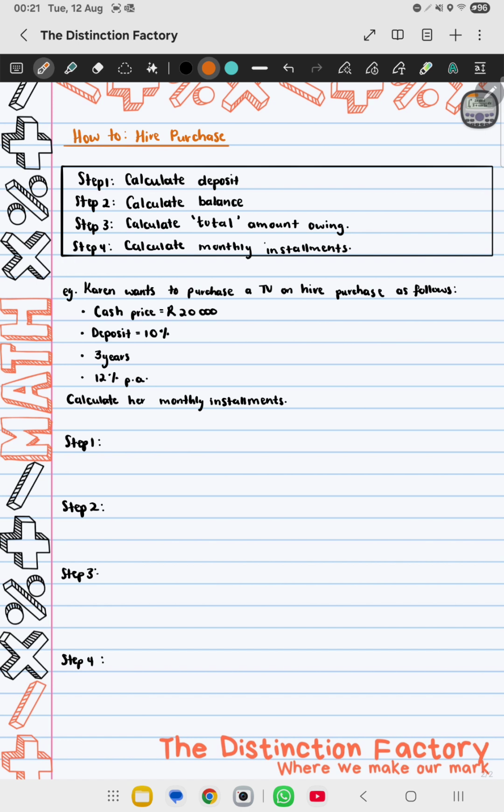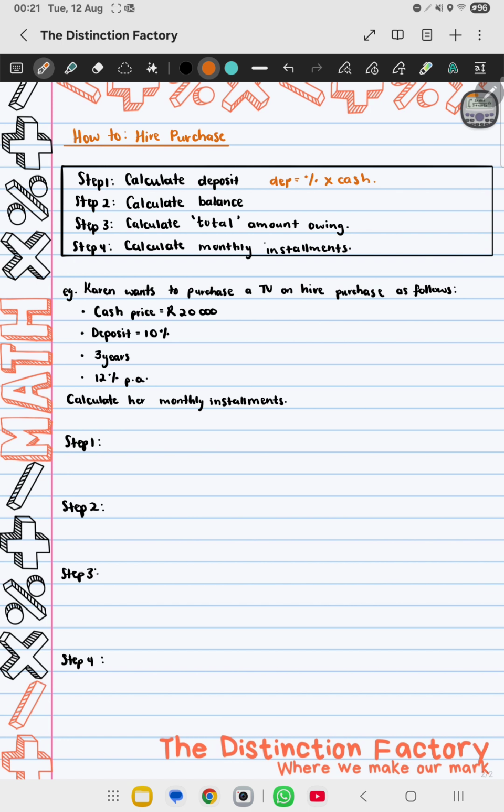For now, we are talking about Karen, who wants to purchase a TV on hire purchase, and they give us the criteria down here, and they want us to calculate her monthly installments. So I've written over 4 steps for us. The first one says calculate her deposit. Usually the deposit is given as a percentage, which in this case it is. So you will take that percentage and times it by your cash price in order to determine what your deposit is.